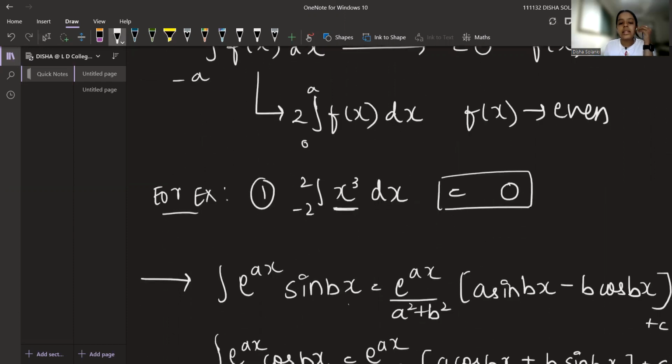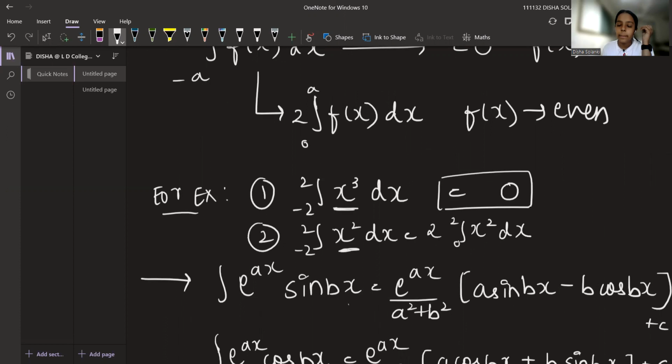Now, the second is -2 to 2 x square dx. As you all know, this is an even function. So, directly take it as 0 to 2 and integrate it further. Okay? You can take it as x cube by 3, 0 to 2, and apply the limits and you will get the final answer.